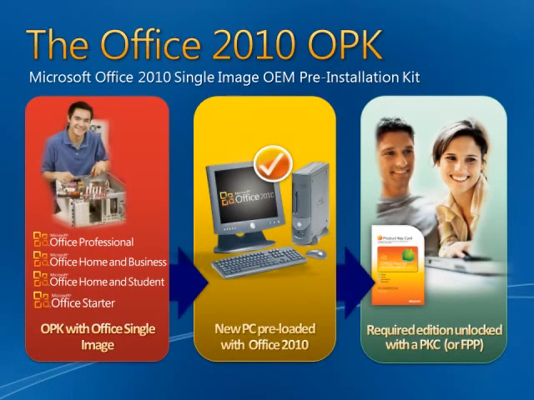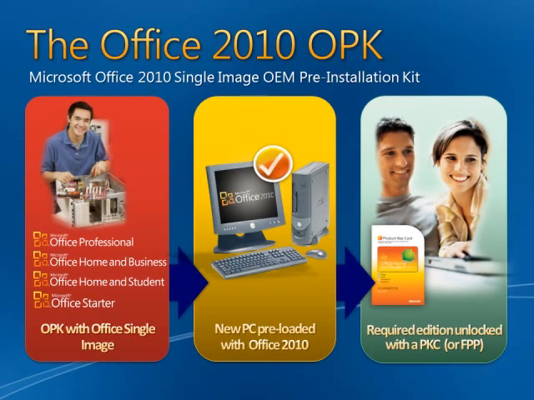Now, if you are buying a brand new computer and you are going to get your OEM image of Office on that, how it can work is by using this OEM pre-installation kit. This is a kit that OEMs can download and install onto the machines when they're actually selling them. And that kit contains the Office Starter, Office Home and Student, Office Home and Business and Office Professional editions.